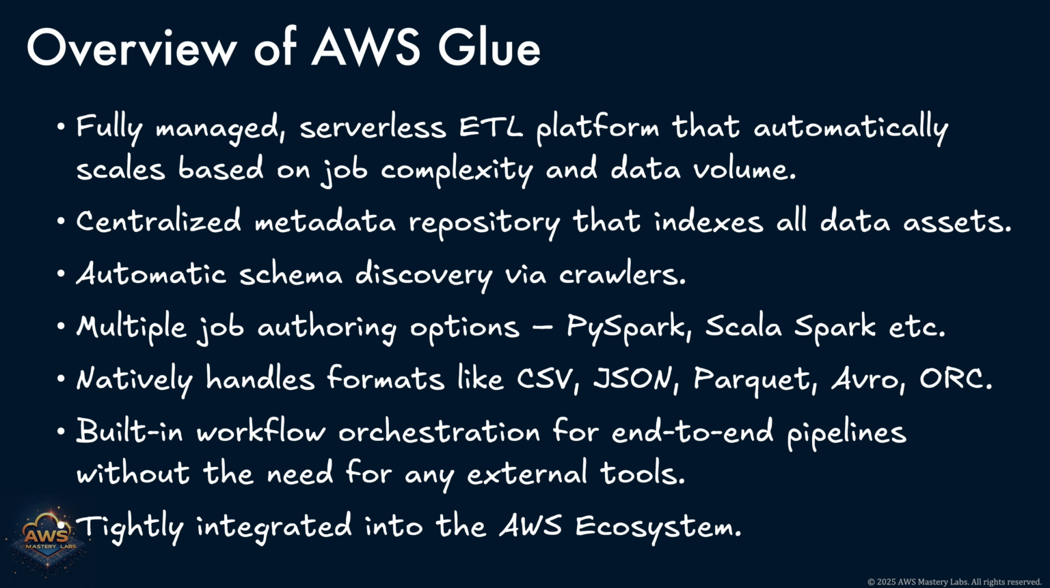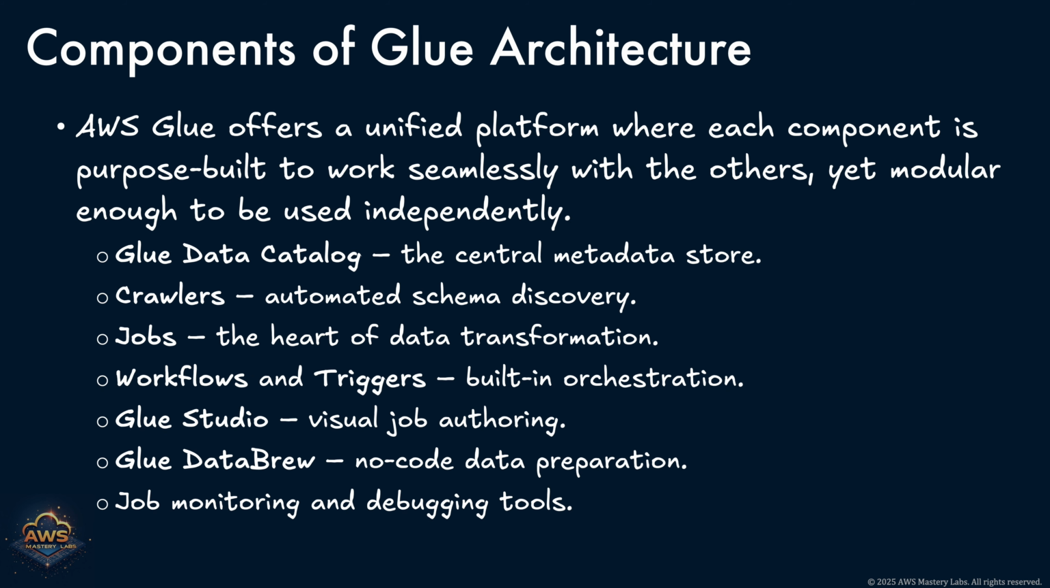And finally, because it's part of the AWS ecosystem, Glue plays well with other services, from monitoring with CloudWatch, to access control via IAM and Lake Formation, to integration with Athena, Redshift, and SageMaker. It's built for performance, scale, and operational simplicity. AWS Glue is made up of a set of tightly integrated, yet independently usable components, each designed to streamline a specific part of the data integration workflow. Whether you need metadata management, data transformation, orchestration, or no-code prep, Glue has a modular building block for it.